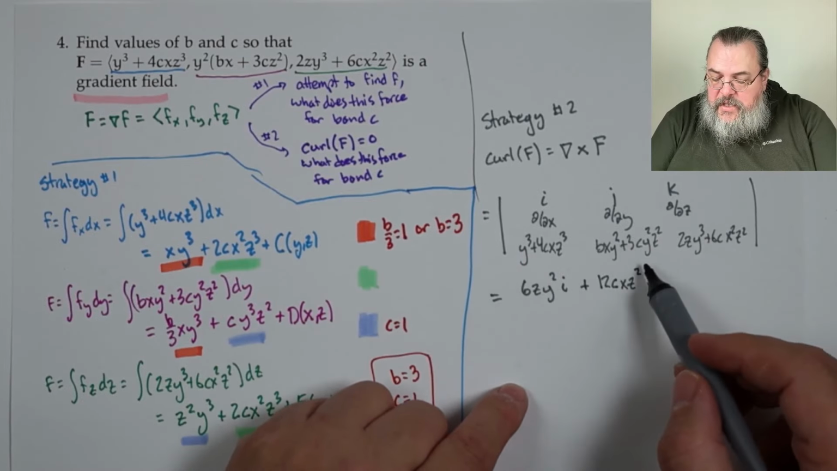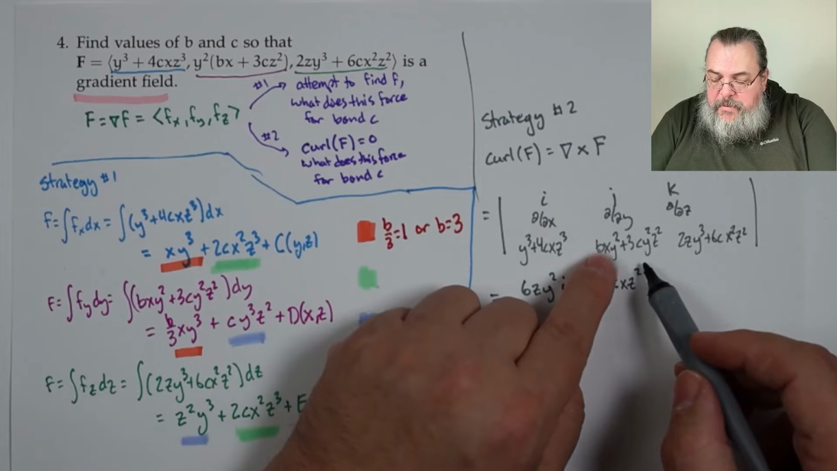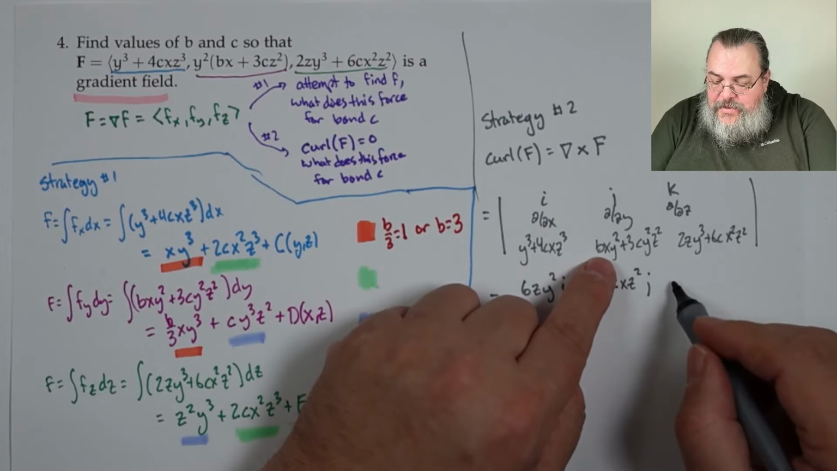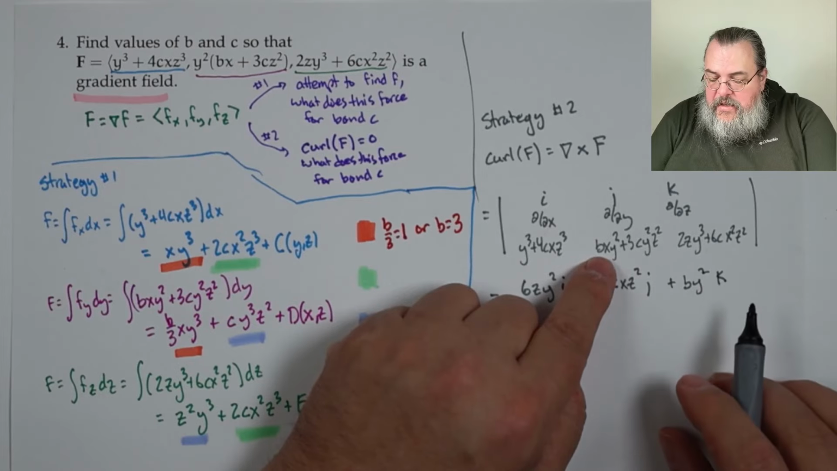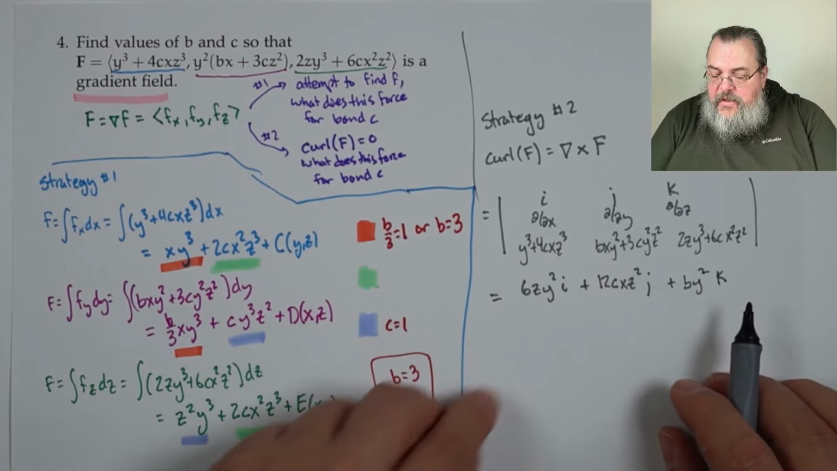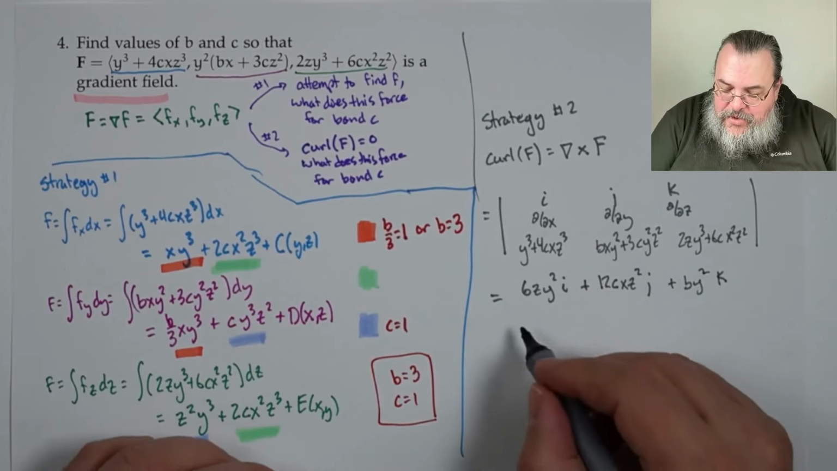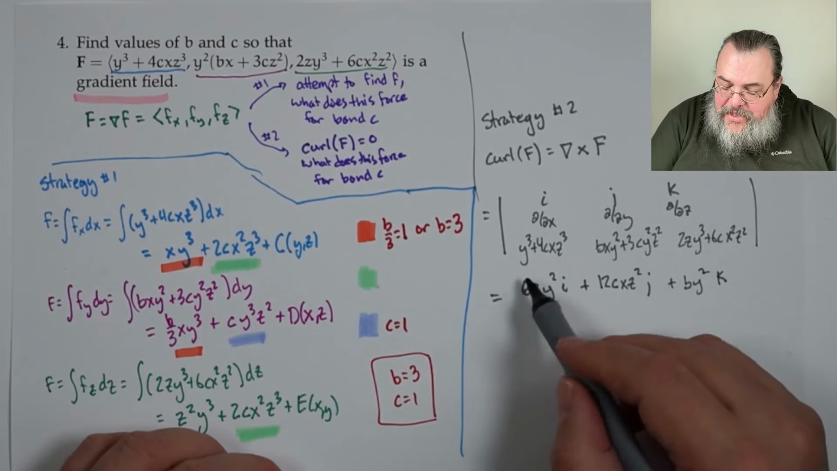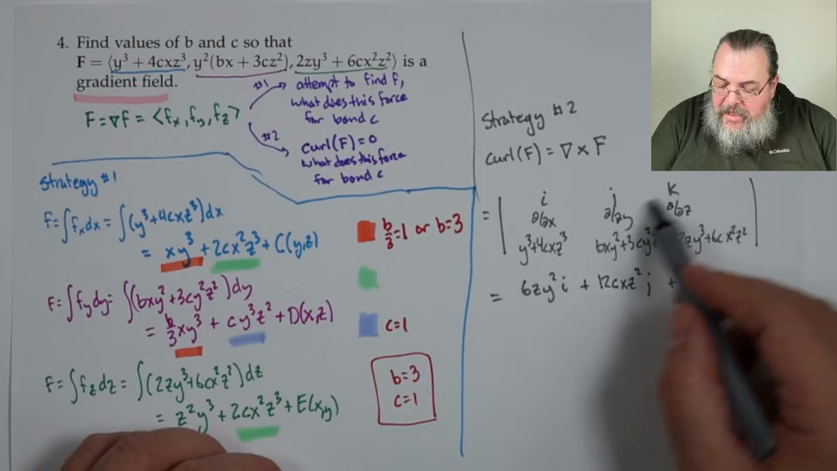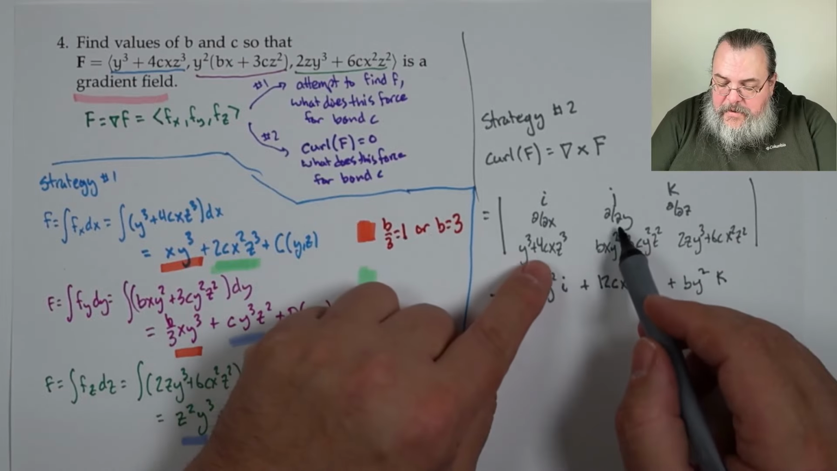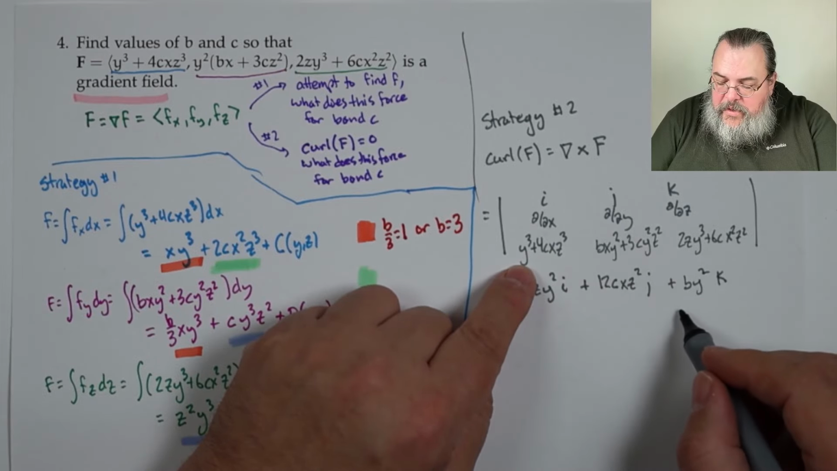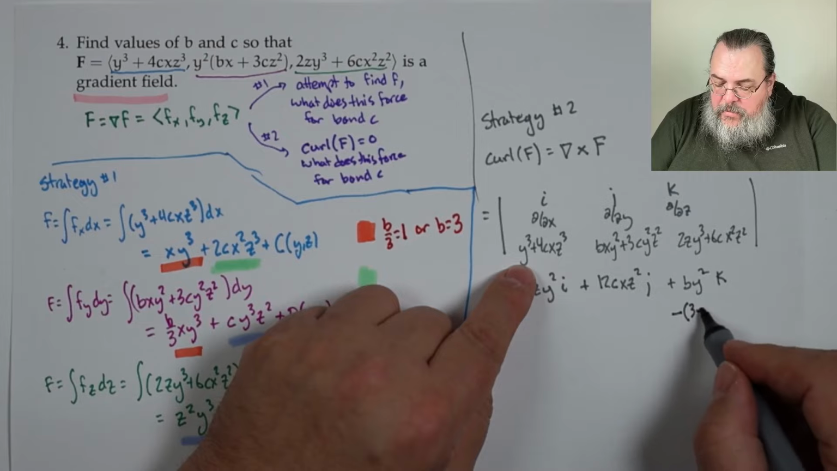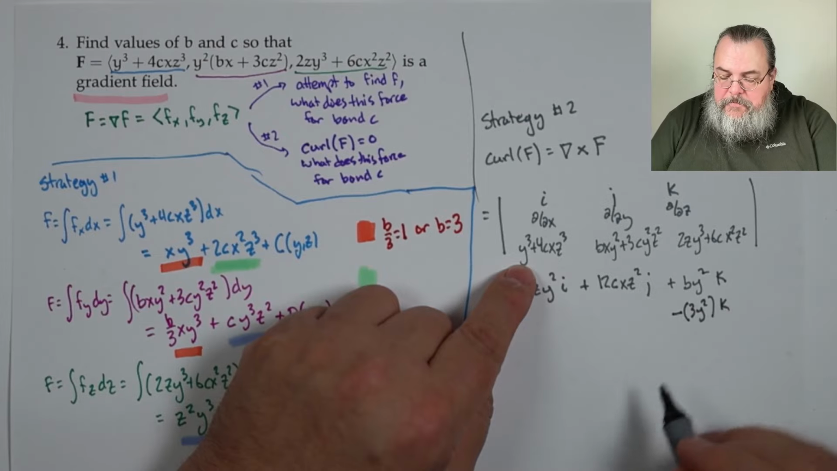k, partial x of this expression. Well, there's only one place x shows up, right there. So plus by squared times k. There's no other x terms. Okay, subtract. Now we've got to go the other direction. Okay, so we're taking k, partial y of this term. So here, that goes away. There's no y. That's a 3y squared. So we're going to subtract 3y squared k.